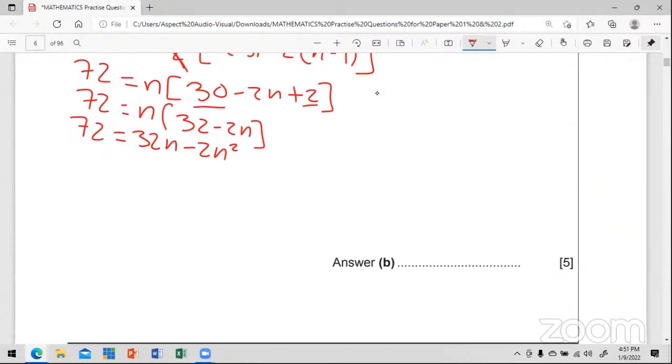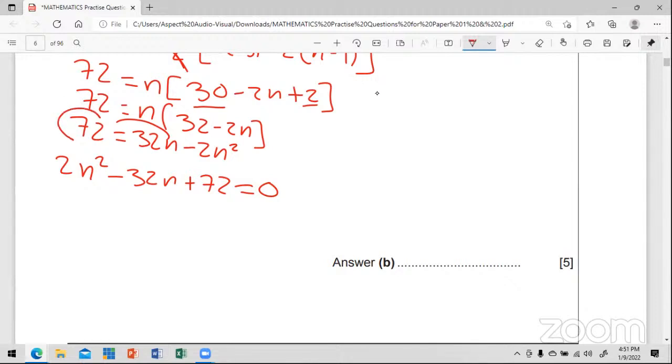So what is happening? Write it in the form of ax squared plus bx plus c. It is a quadratic. So it's going to be 2n squared minus 32n plus 72 equals 0. Okay. Then you can use the formula. Yes.